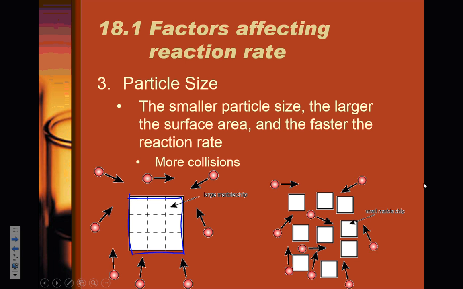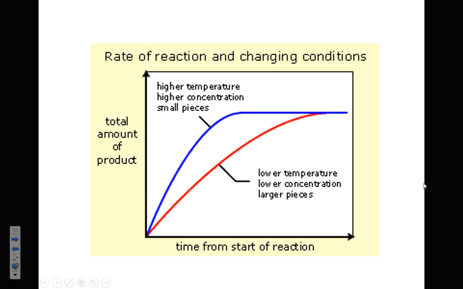And now reacting particles, the little red circles that you see, can get to all of those places that they couldn't get to before at the very beginning. So with this large cube, we would have to wait until it reacted away its outer layer to get into some of those inner areas to react. Here, they're all accessible where that dotted line was. So that's going to give us a significantly greater number of collisions. So if we want to increase a reaction rate, we just break it up into little pieces.